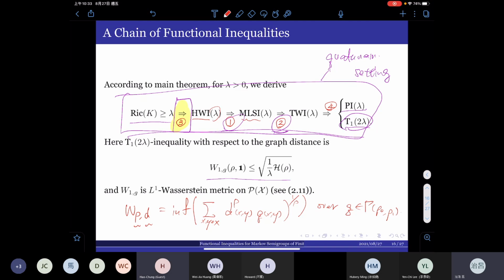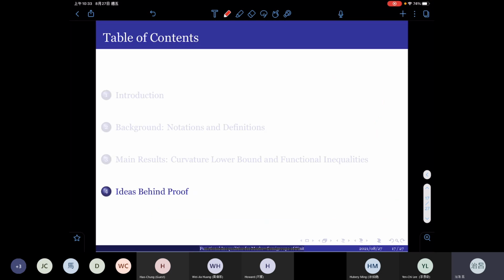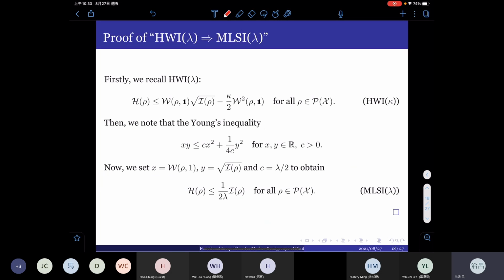Okay, I want to go through some proofs. The first one is HW inequality to get the modified log-Sobolev inequality, and here we recall the inequality is this, and we want the right-hand side to become this, so we can use Young's inequality. Here is the xy less than this term, and we may set X as the Wasserstein distance W between rho and 1, where 1 is the invariant state, and Y is the square root of the Fisher information. Then we have this, and then we move this term to the left-hand side. So minus lambda over 2 and the square root.